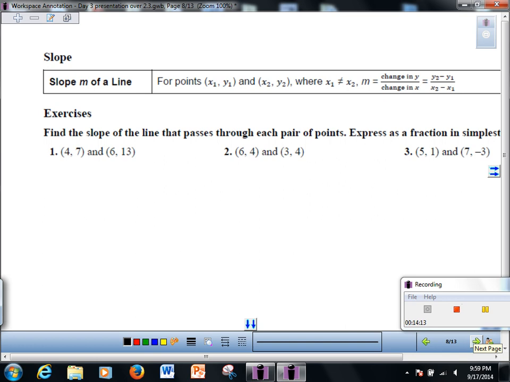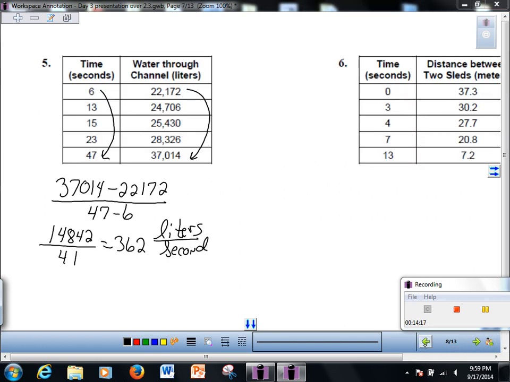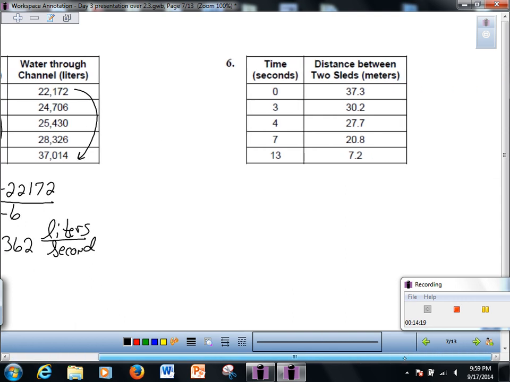And then coming to my next one. Did I pass my number 6? I did. Let me slide over and get your number 6. Distance between two sleds in meters due to the time. Hey, it looks like the distance between the two sleds is shrinking this time as my time increases. So we'll see what happens.